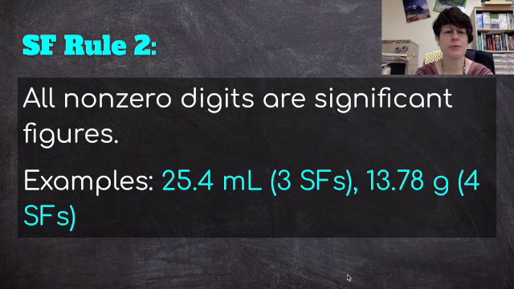Significant figure rule number two is that all non-zero digits are significant figures. So if in a number, the number is not zero, it counts as a significant figure. So for example, 25.4 milliliters, that has three significant figures because it has three non-zero numbers. Over here, 13.778 grams, four significant figures because there are four non-zero numbers. So that's pretty straightforward. So if a number is not zero, it is significant.